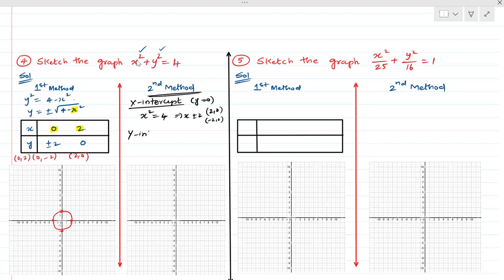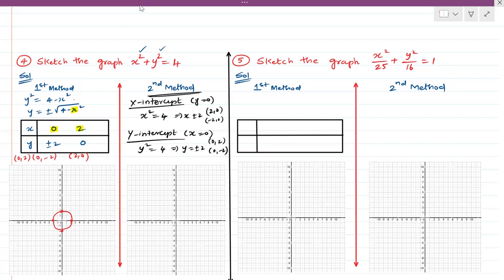Now, for the y-intercept, put x equals 0. You will get y square is equal to 4, which is y equal to plus or minus 2. You will get 0 comma 2 and 0 comma minus 2. Now I just plot the points here: minus 2 comma 0, 2 comma 0, 0 comma 2, 0 comma minus 2. So therefore it's a circle with the center at the origin and radius 2.